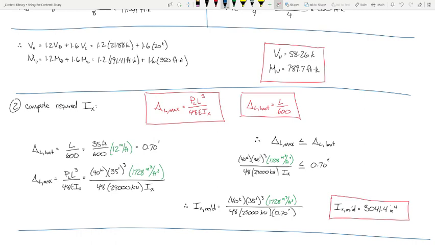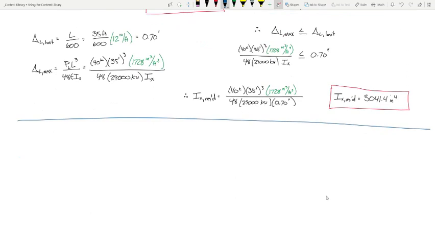Okay, I want to stop for a sec. I don't want to just barrel through this. Does that make sense? I got 40, 35 cubed, 1728, and on the bottom, 48, 29,000, 0.7. Oh, 49. That'll do. All right, is everybody okay with this? Okay, now I want everybody to pay attention.